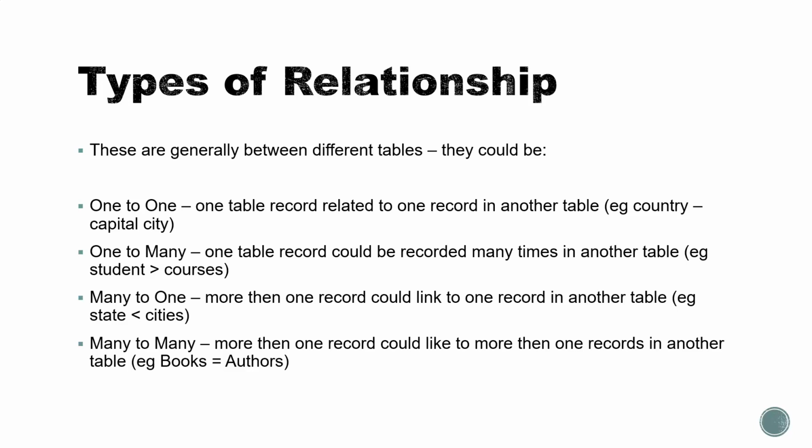One to many, by far the most common. So you have one record in one table, which could be a primary key, which could be recorded many times in another table. So an example there, you've got student courses. So there will only ever be one student. You know, you guys do not multiply, okay?